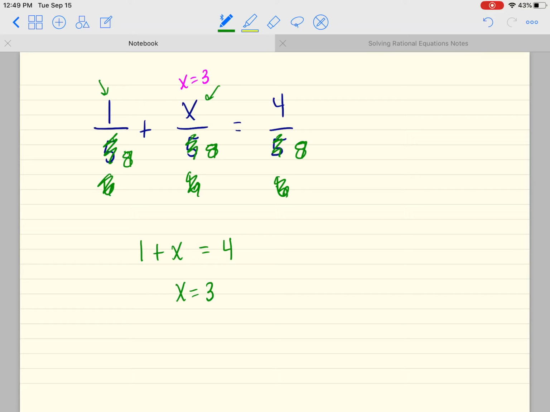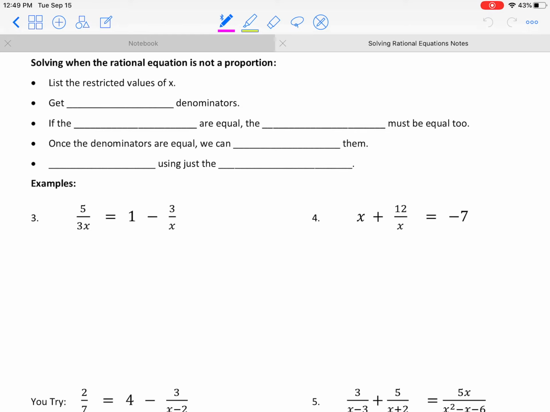The goal is going to be to get all of those denominators to be the same, because once the bottoms are the same, then all we need to focus on is the tops to get our solution. If the bottoms are equal, the tops have to be equal too. So here, we still again want to look for those restricted values, and sometimes I get forgetful, but we'll get those. And then we want to get common denominators. If the denominators are equal, then the numerators must be equal too.